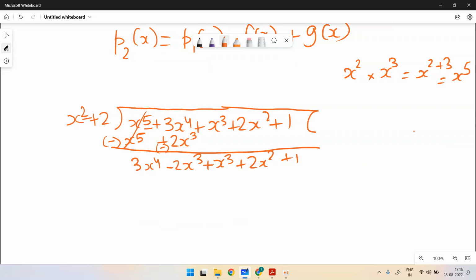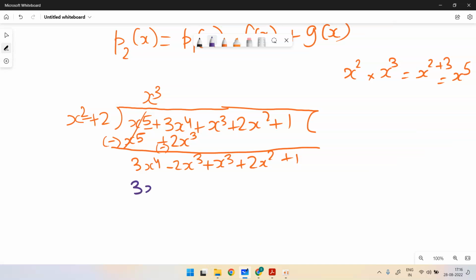And in it is x cube. Now this expression will turn out to be nothing but 3x square minus x cube plus 2x square plus 1. So how much will you multiply? So this is 4. x square, if you multiply x square by x square, it will give x to the power 4, and if you further multiply by 3, it will give 3x to the power 4.